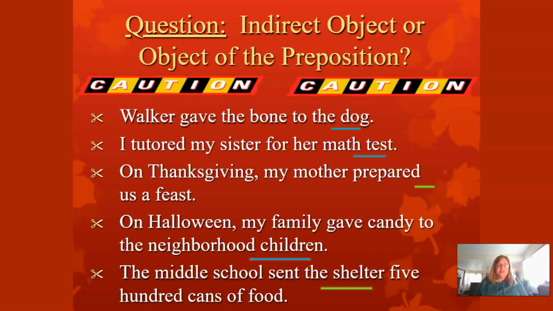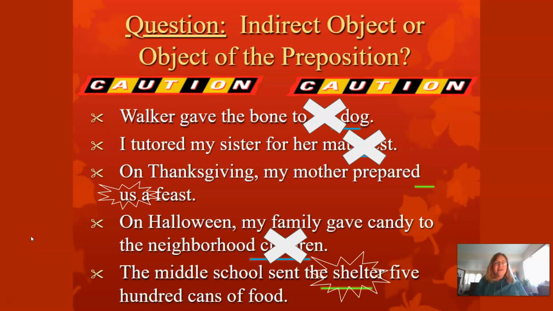And the last example, the middle school sent the shelter 500 cans of food. Sent is our verb. What was sent? Is there an indirect object? So take a minute, figure out your indirect object answers, figure out which ones are prepositions instead, and let's see. Okay, so the third sentence, my mother prepared, what did she prepare? She prepared a feast. Who did she prepare it for? Us. And in the last sentence, the middle school sent. What did they send? Tricky one. They sent cans. Remember, of food, prepositional phrase, that is not our direct object. Who did they send the cans to? The shelter. In the other three examples, we have prepositional phrases instead of indirect objects.